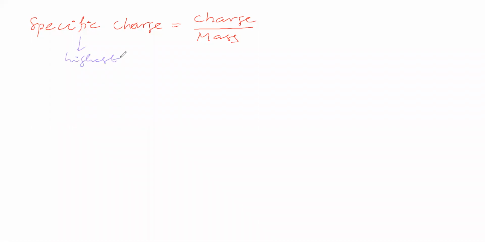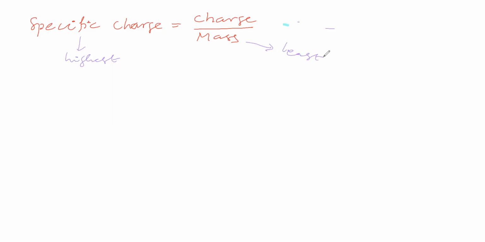It is highest in the sense, one possibility: this value is highest and this value is least. This is one possibility.